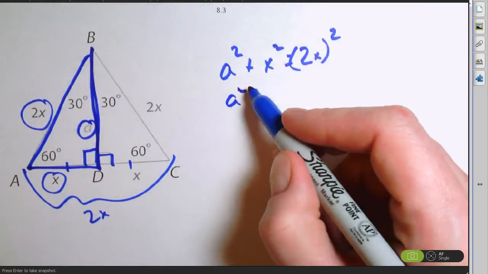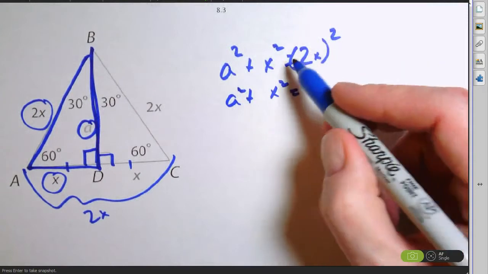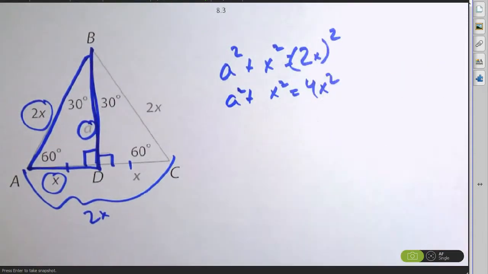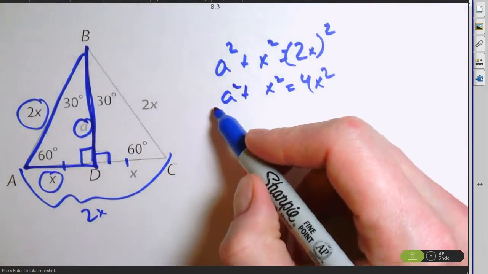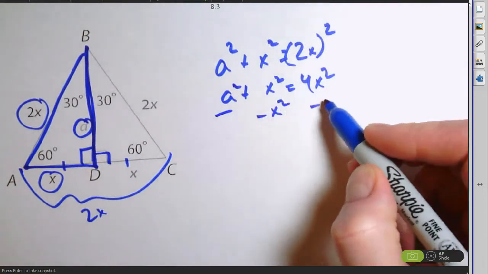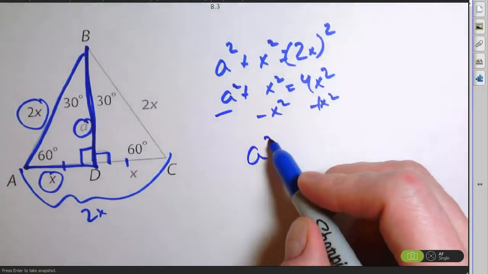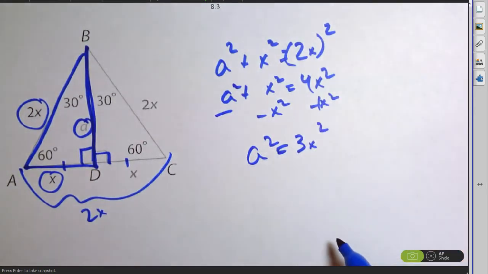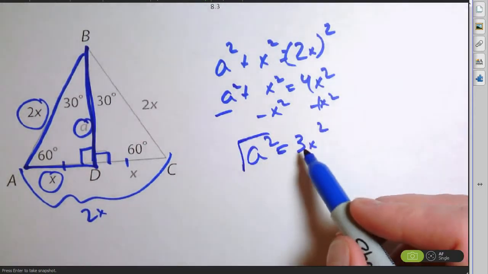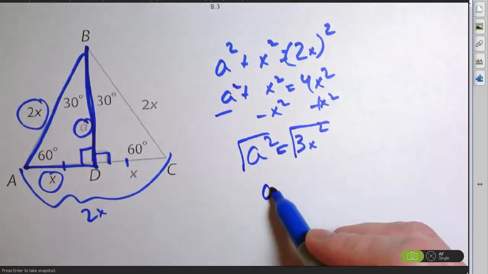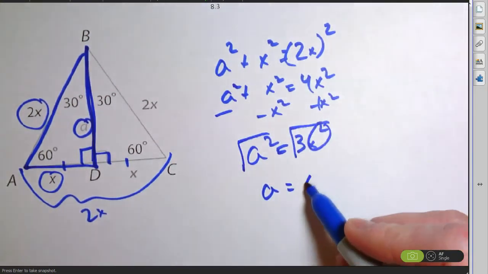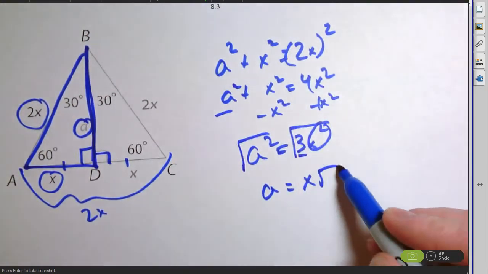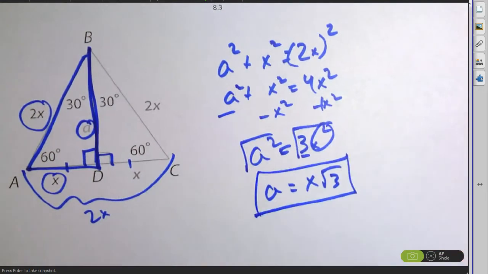Well, we have a squared plus x squared equals 2 squared, which is 4, times x squared. And then I have to solve for a squared, so subtract an x squared. When I do that, I get 3x squared. And then I take the square root of both sides. And just like before, the x squared is the square root of x, but the 3 is stuck inside, so it's x root 3. And this is the more complicated of the two.